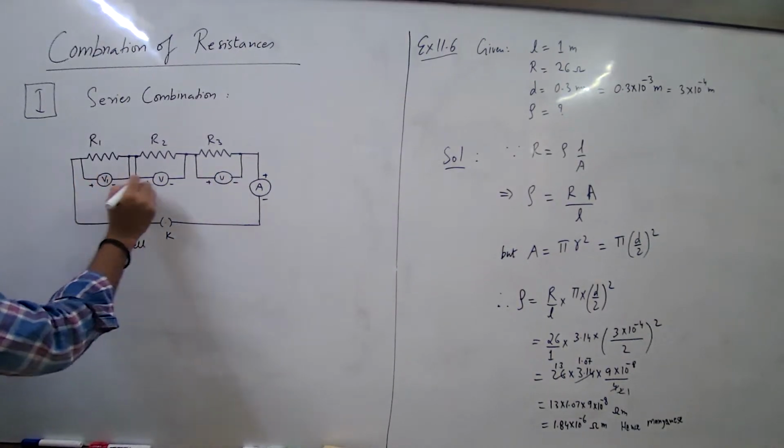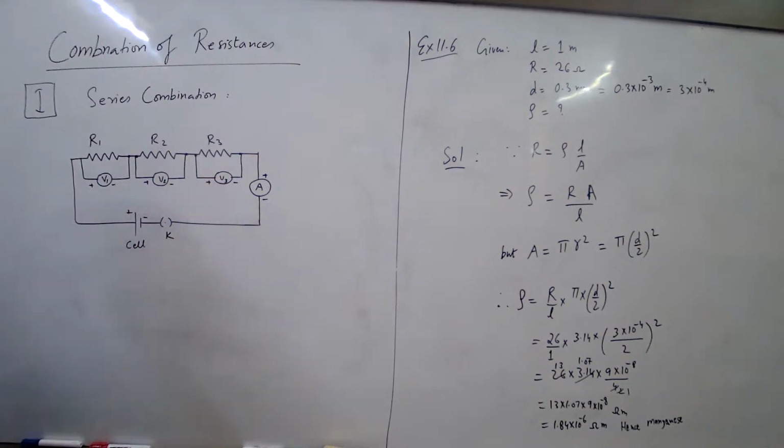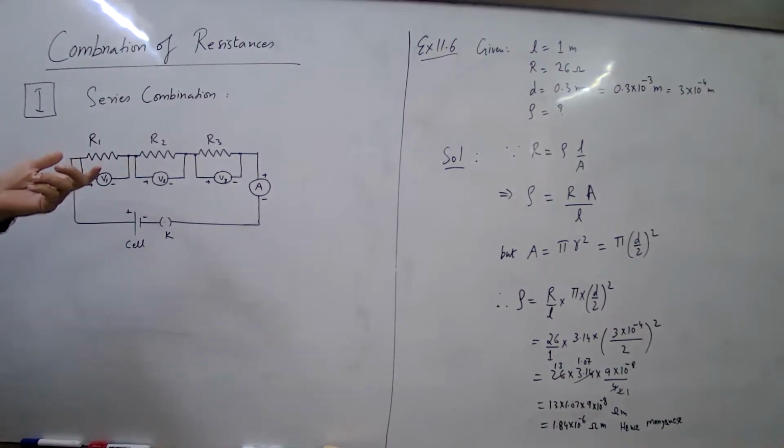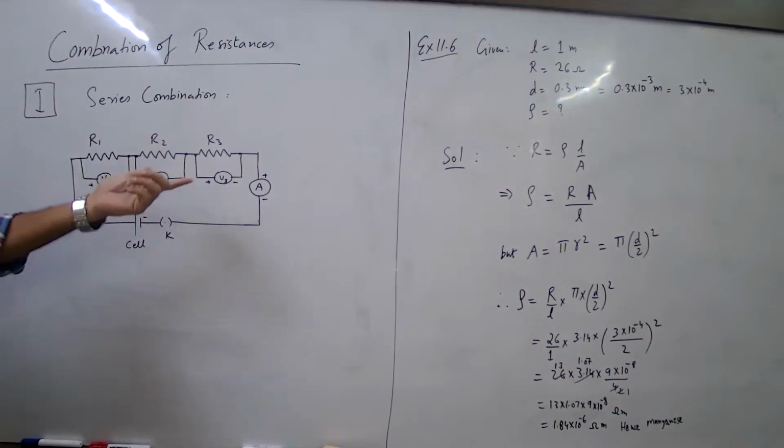So let's call this V1, V2 and V3. Now, will the same work be done in moving a charge across all the three resistors? Same work will be done, or different work will be done? If the resistance is different, then the work done in moving the charge will be different, because the charge is moved against different opposition. So the cell will do different work in different resistors.